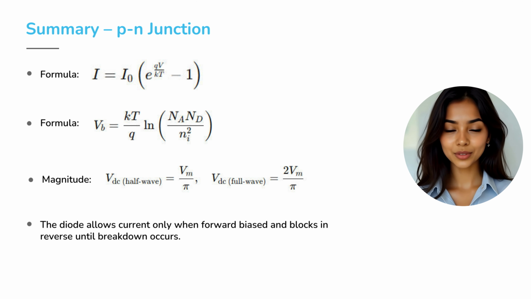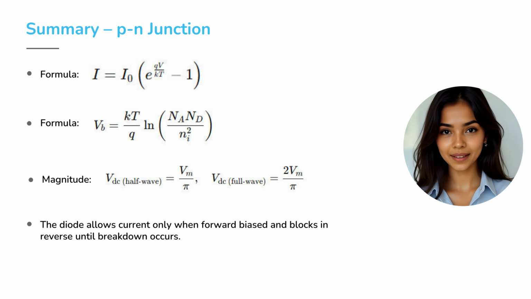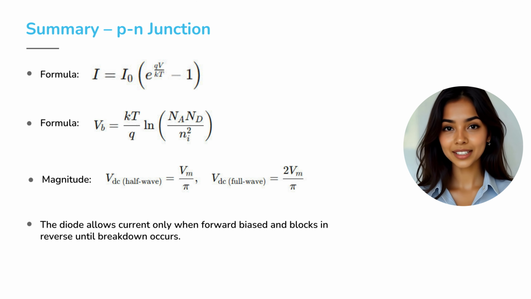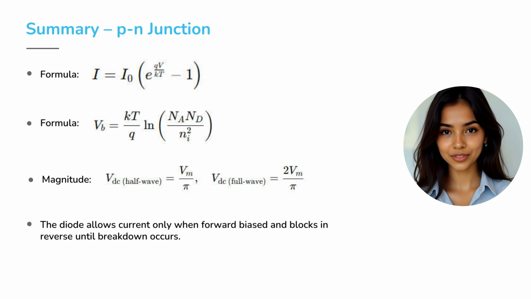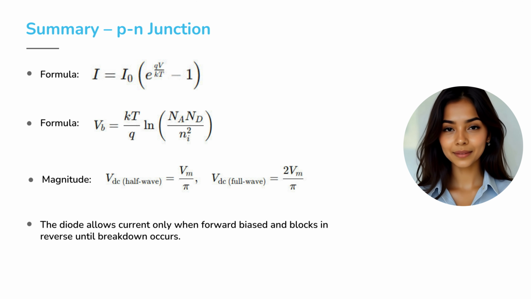Alright, time for a quick recap. The current flowing through a diode can be calculated using I equals I naught times e to the power qV divided by kT, minus 1. The built-in junction potential barrier is given by V sub B equals kT divided by q times the natural log of Na times Nd over Ni squared. For rectifier circuits, the average output DC voltages are V sub DC for half wave equals Vm over pi and V sub DC for full wave equals 2Vm over pi.